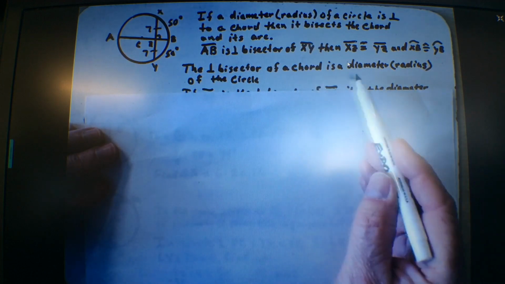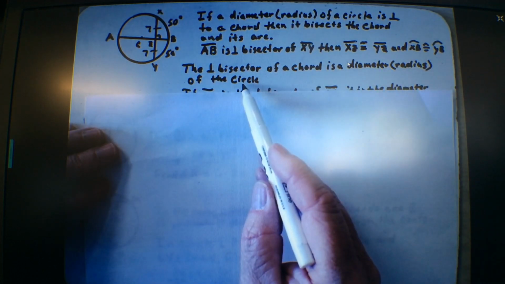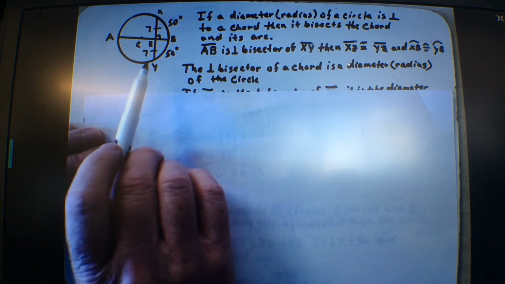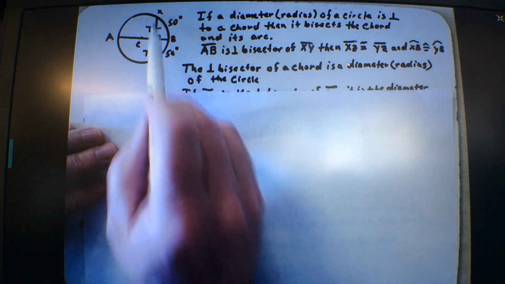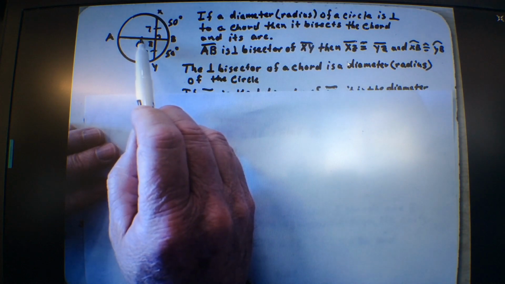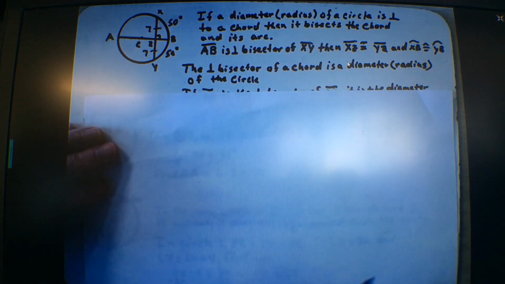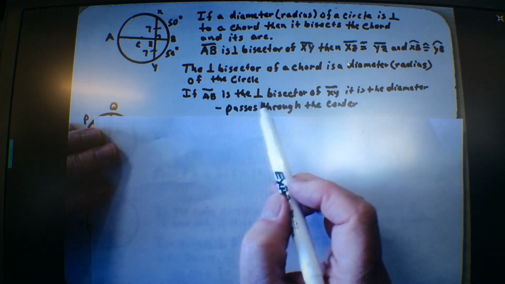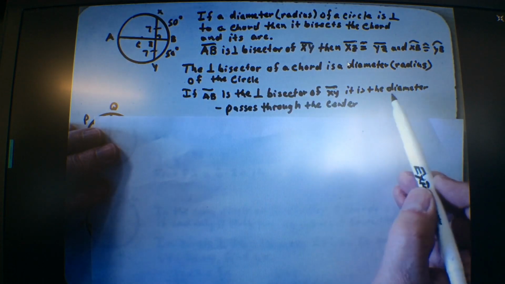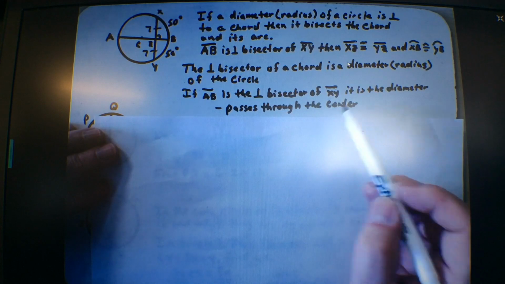So the bisector of a chord is the diameter of the circle also. So I can reverse that. I can say, well, you know what? If I draw the bisector of this chord XY, it has to go through the center. It has to go through the center. So it's either a radius or a diameter. So it says if line segment AB is the perpendicular bisector of XY, then it is a diameter. It passes through the center.